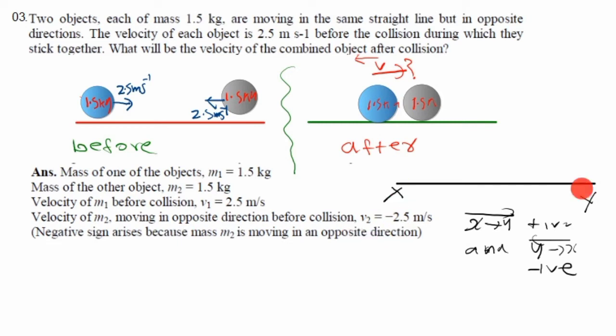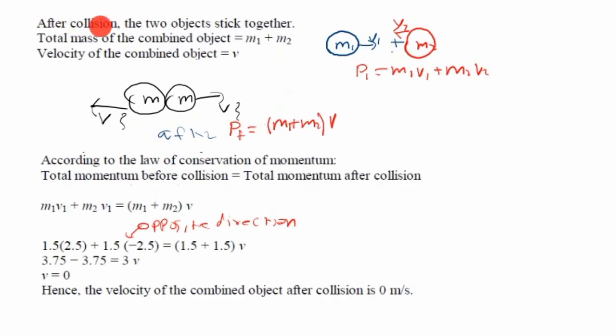Think of a certain vector x: if you move from x to y, this direction is positive. If you start to move from y to x, the direction is going to be negative. This is basic, simple vector knowledge. Now let's apply the results. After the collision, the 2 objects stick together. The total mass of the objects becomes m1 plus m2, and the combined velocity is v. Really simple. Now m1v1 and m2v2 are the momenta before the contact, the initial momentum. After the collision, it's the final momentum.